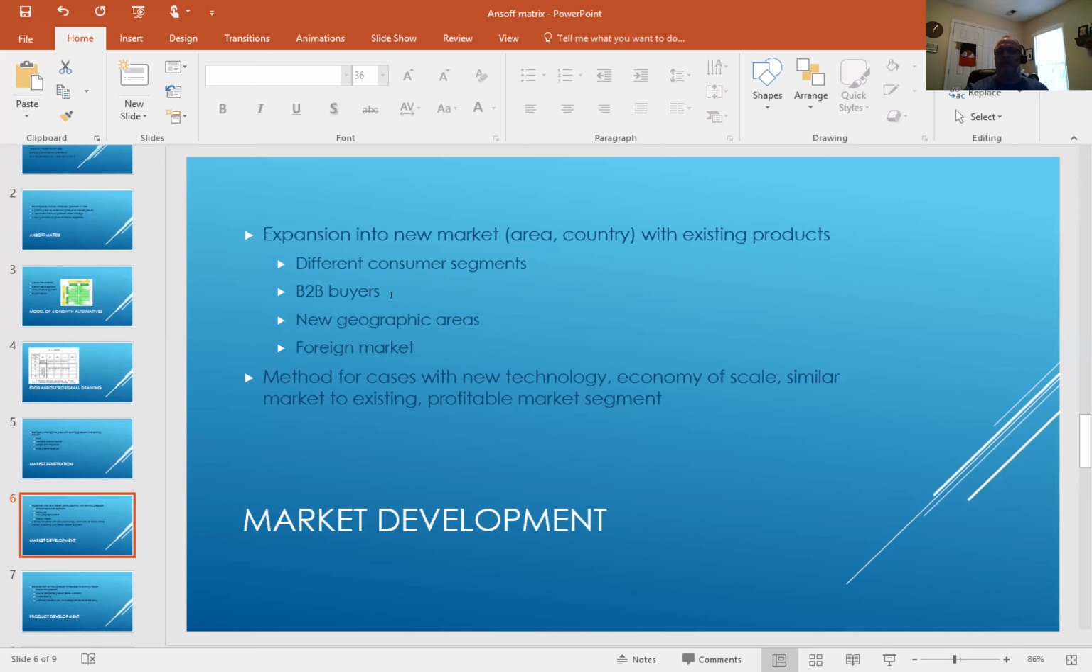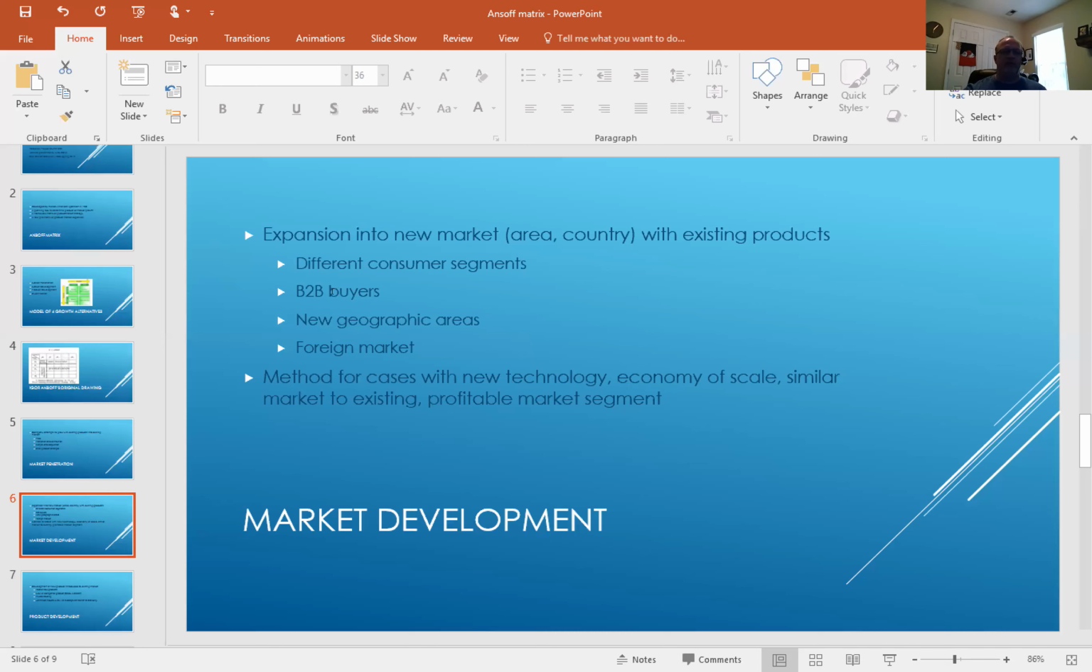And one that I found interesting too was the B2B buyers. A company that produces a good that's sold directly to consumers may shift to selling it to other businesses, or vice versa. If you have a product that is sold and marketed to other businesses, maybe you start selling it directly to the end consumers.